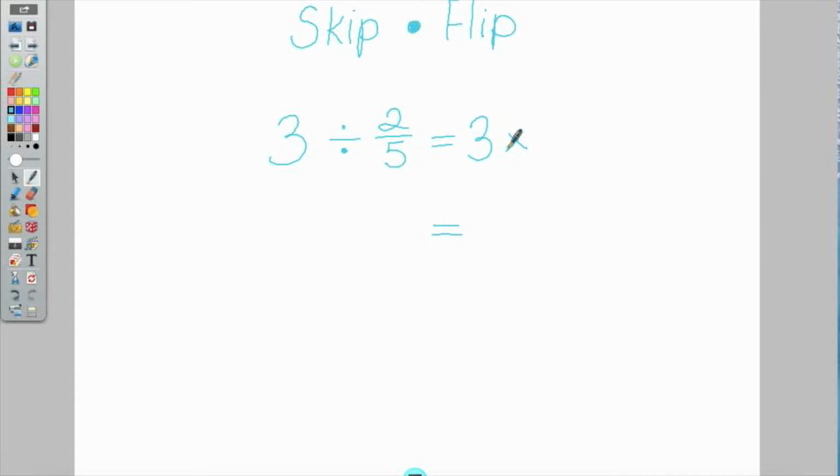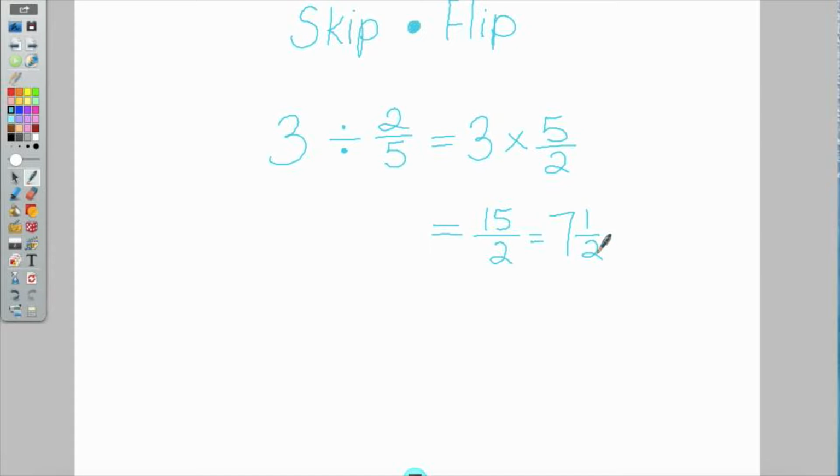Okay. What does the flip mean, Chloe? You have to flip the 2/5 around so it'll be 5/2. Good. Okay. So it'll be 5 halves. How do you solve this problem? 3 times 5. 15. 15 halves. Right? Okay, change that to a mixed number. 7 and 1/2. You're done.